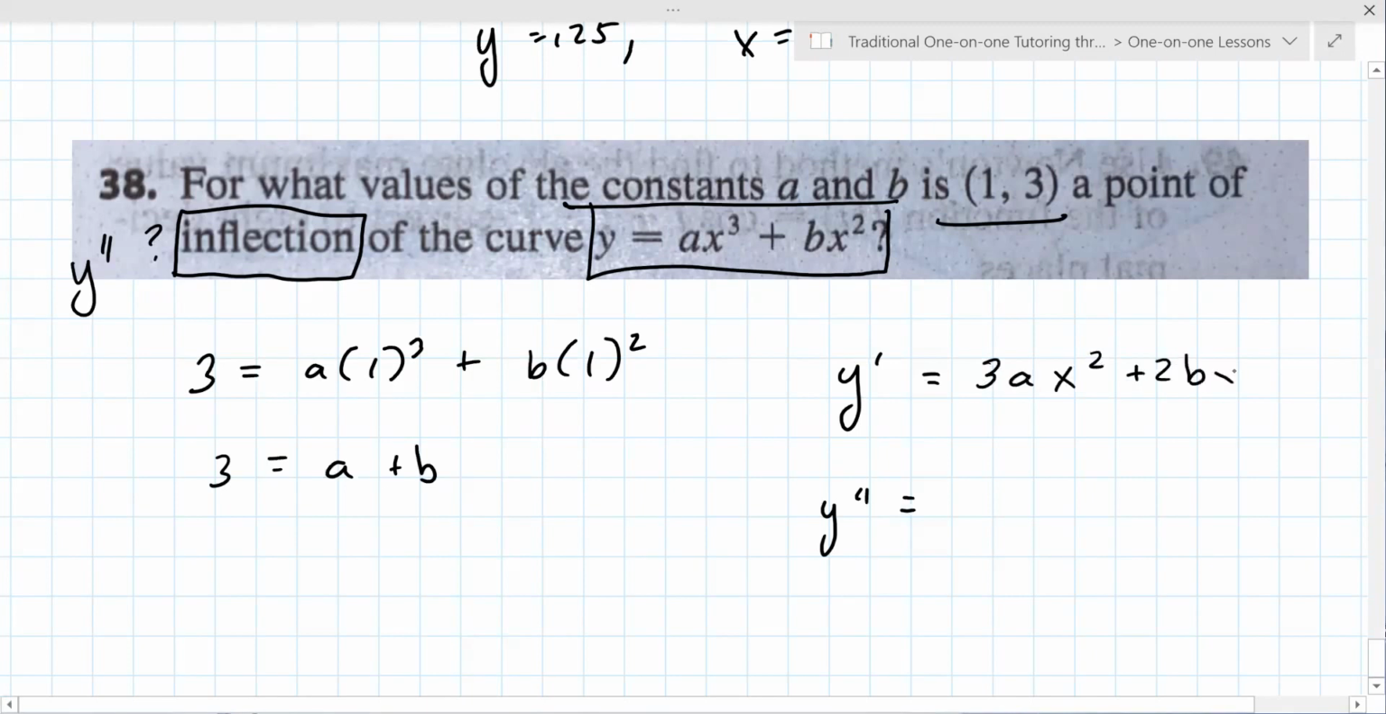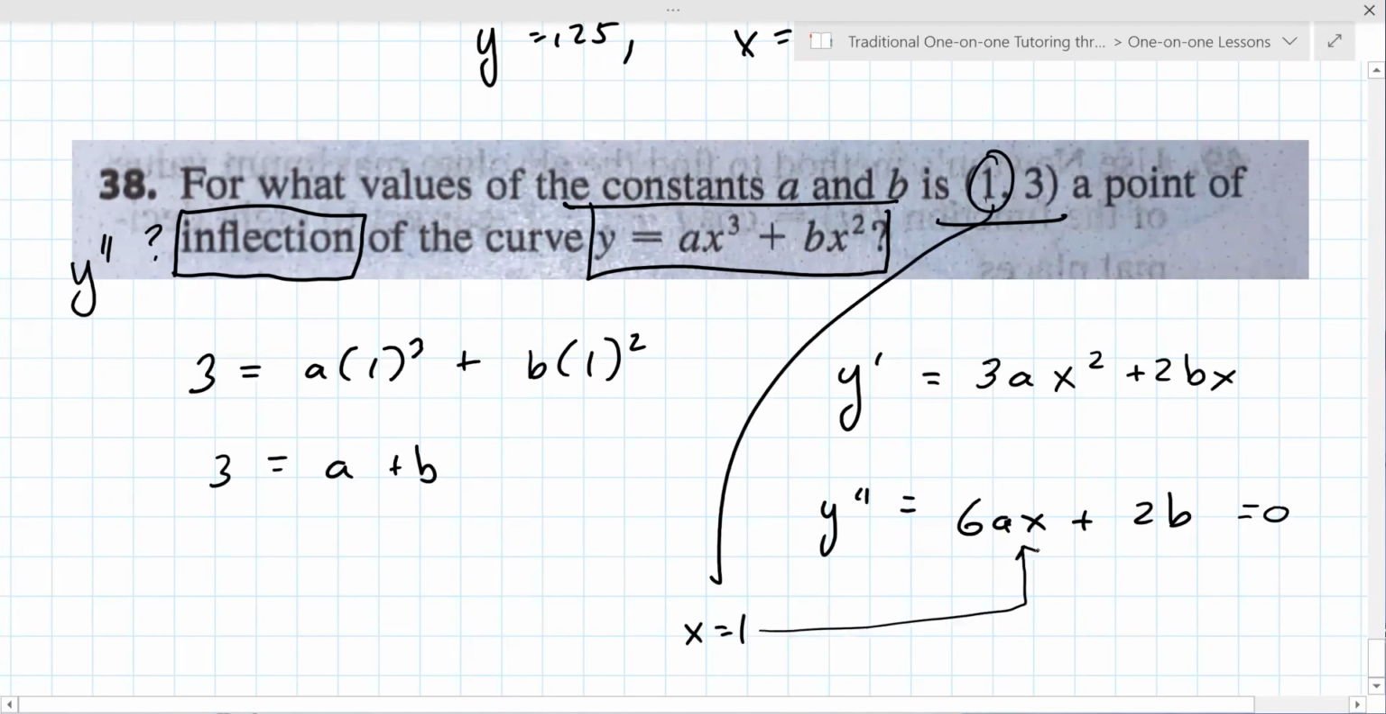Alrighty. Okay, so you can check here if you'd like. This is your second derivative. Is that what you got? Yep. Great. Now, you set it equal to 0. And when you solve for x, because x equals 1 is an inflection point, this 1 is telling you that x equals 1. So 1 goes in for x.